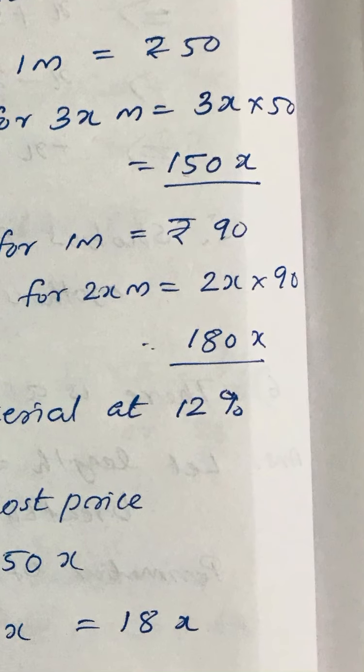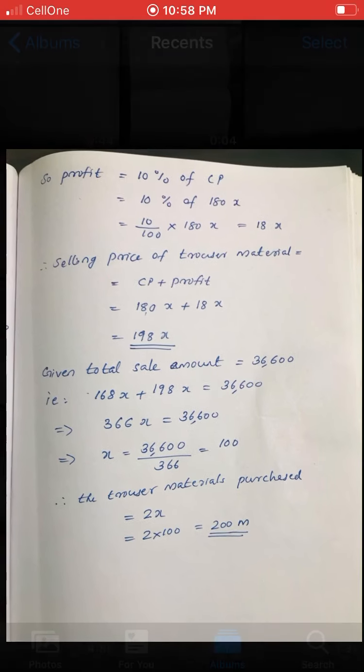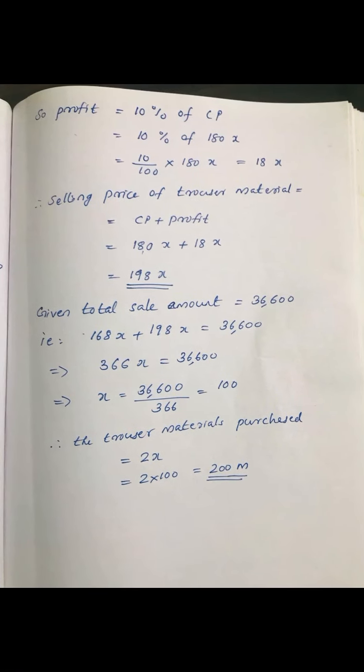That we find out here, 180x, so that we can take here to find out the profit. Profit will be 10% of 180x. That will get 18x. So what will be the selling price of trouser material?